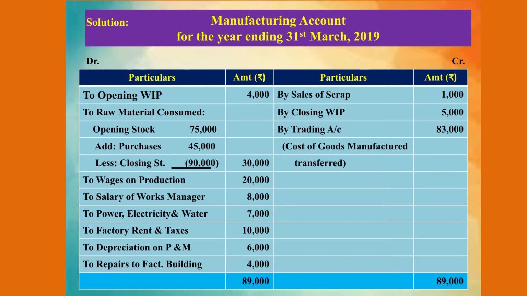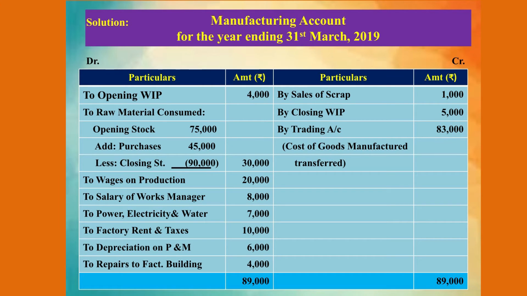Next item, to wages on production. Wages on production is 20,000. To salary of works manager 8,000, that will also be shown on the debit side. It is an expense, salary of works manager. To power, electricity and water, on the debit side again 7,000. Then again to factory rent and taxes, that is 10,000 on the debit side. Then we have to depreciation on plant and machinery 6,000. Then we have to repairs to factory building 4,000.